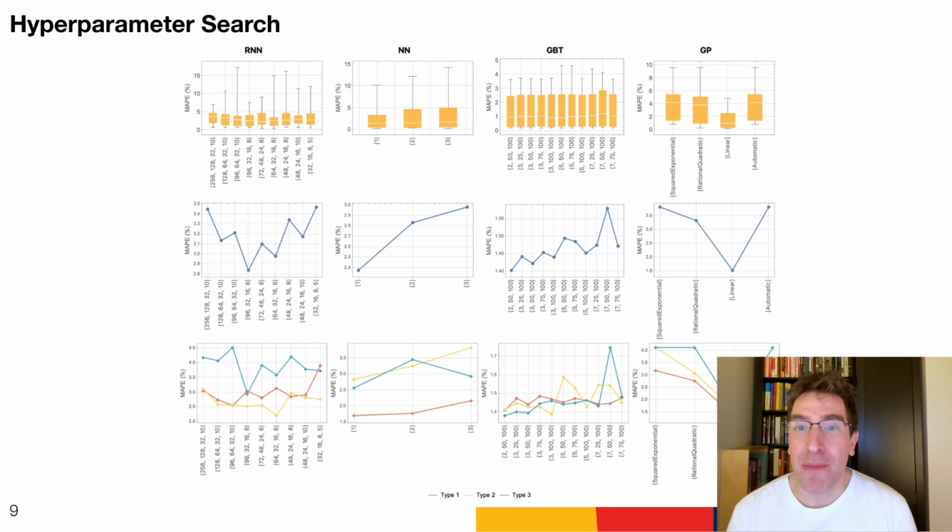You can see there that middle row sort of dictated which parameters were chosen. You can see the RNN, sort of a mid-sized network, had the lowest error. Neural networks that were only 1 layer deep showed good performance. For gradient boosted trees, only needed 2 trees to perform well. And for the Gaussian process, a linear kernel showed the lowest error rates.